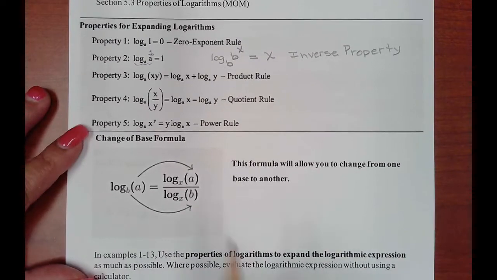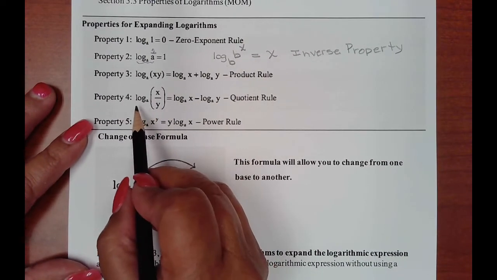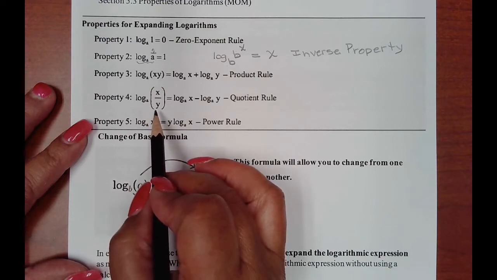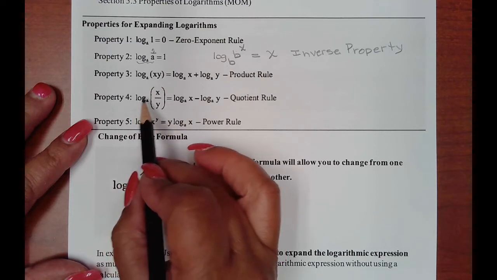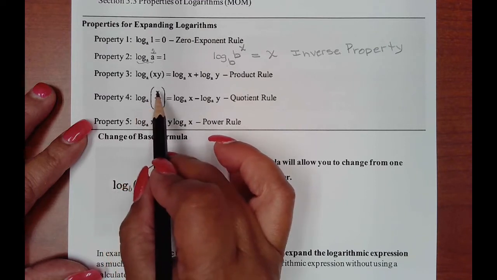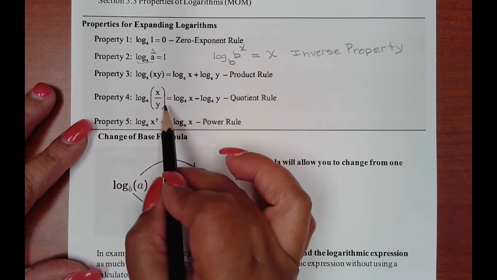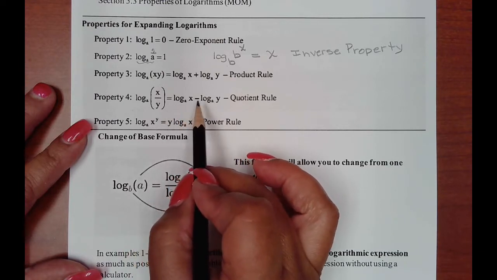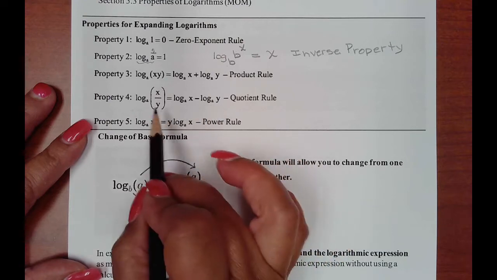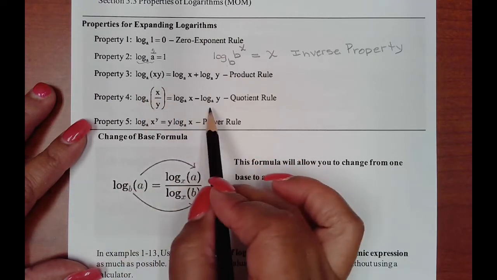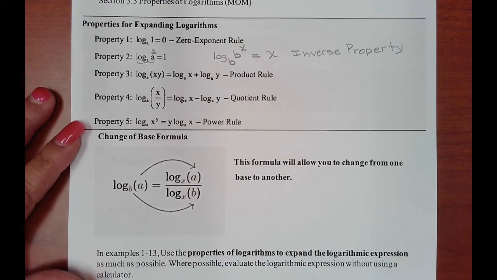In the next property, you see the quotient rule. You're starting off with a single log represented as a quotient, and in order to expand that, it is log of the top, and in this order. Don't switch the order. It's log of the top, that'll be the first term in the expanded version, minus the log of the denominator. Okay, so a quotient becomes a difference. Split it up using a minus sign.